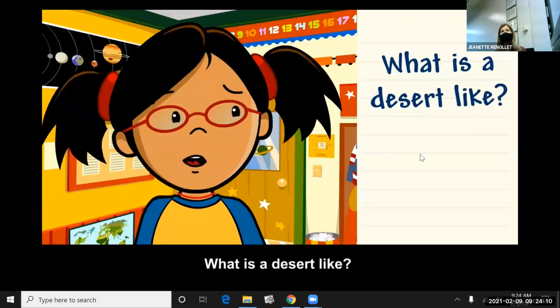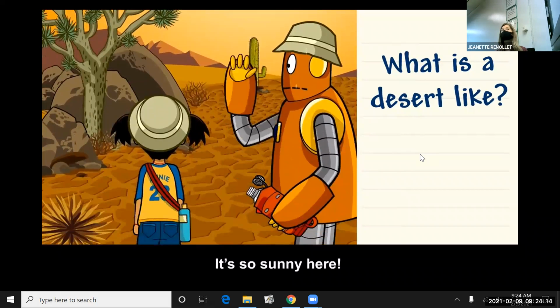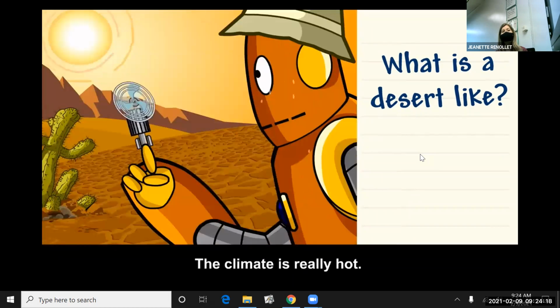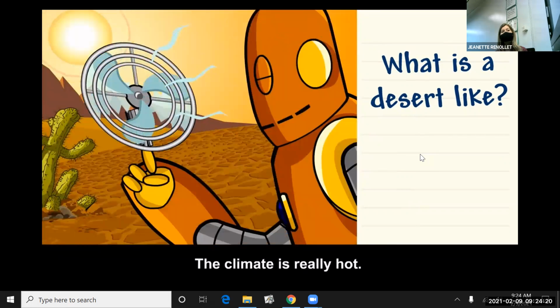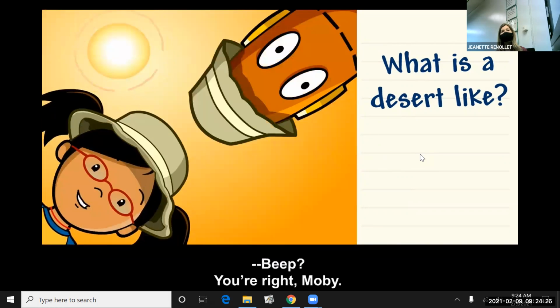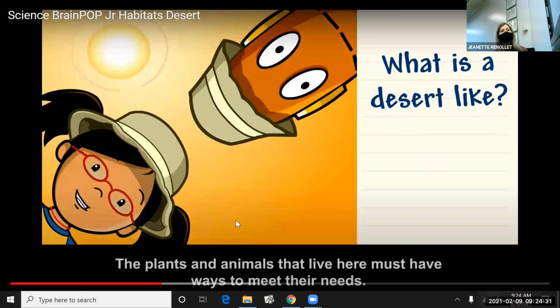What is a desert like? It's so sunny here. The climate is really hot. And look at the soil. It's dry and cracked. You're right, Moby. The plants and animals that live here must have ways to meet their needs.